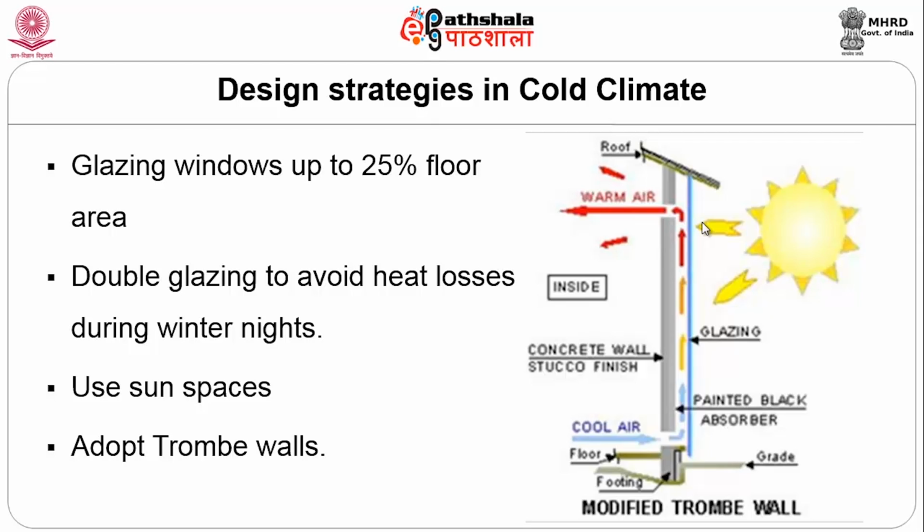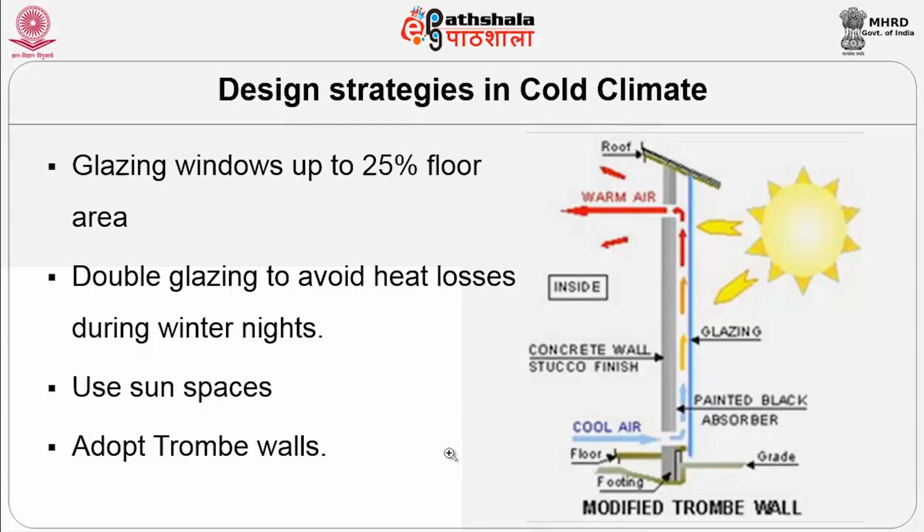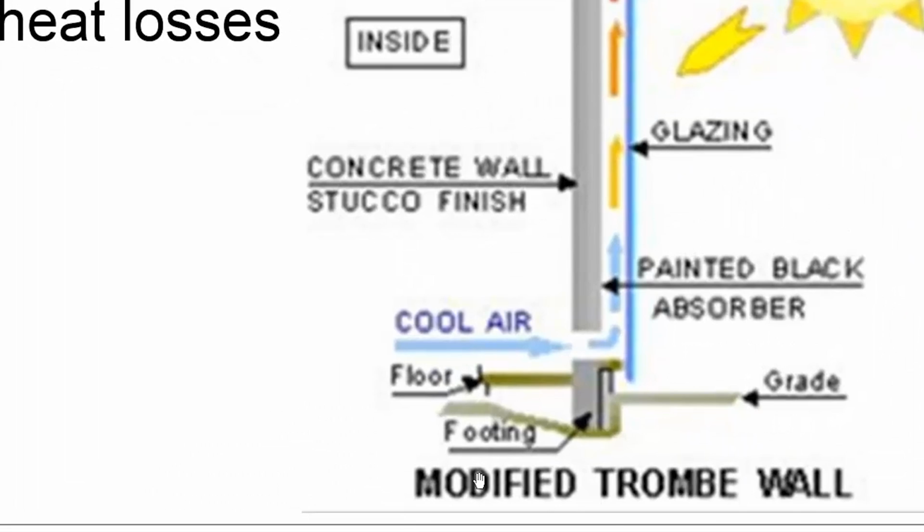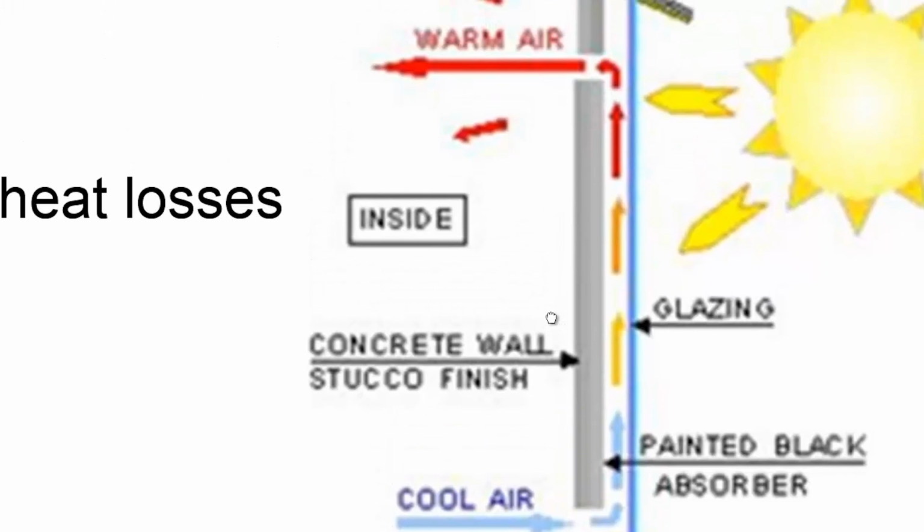Double glazing to avoid heat losses during winter nights, using sun spaces, and adopting trombe walls. So, this is an example of a trombe wall. If you look at over here, this is a modified trombe wall where you have the cool air entering, cool air settles down, hot air rises. So, you have the cool air that any house will have, it will exit, and the glazing that is there will actually insulate it, and the concrete wall with a stucco finish.